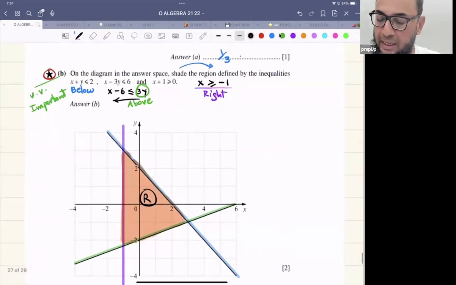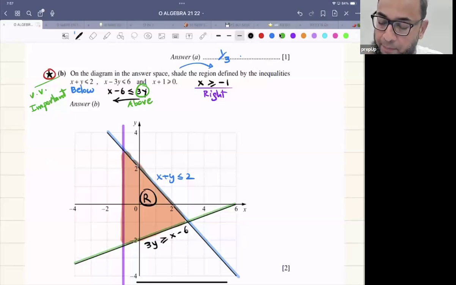All good, all clear. So let me write the blue color thing. This is x plus y is less than or equal to 2. The green color thing, that is 3y is greater than or equal to x minus 6. And the purple thing, that is x is greater than or equal to -1, and it's in between all of them.